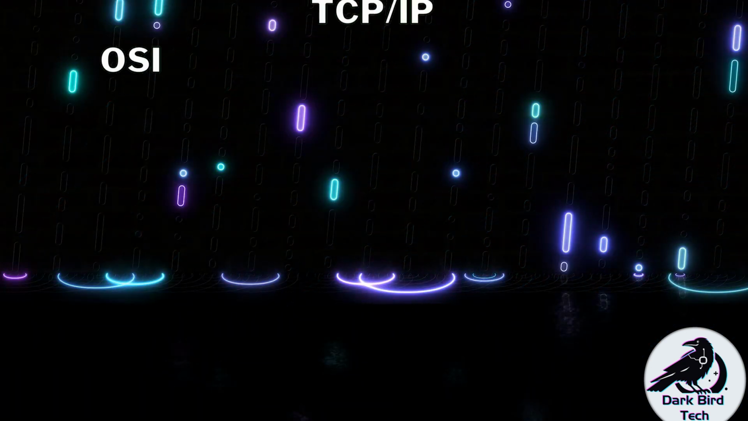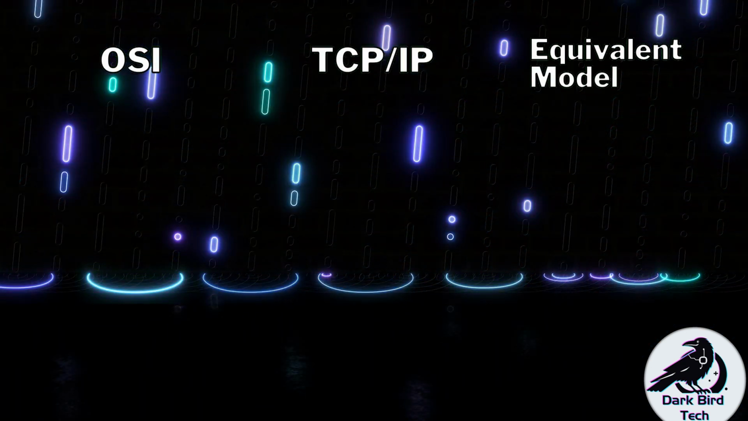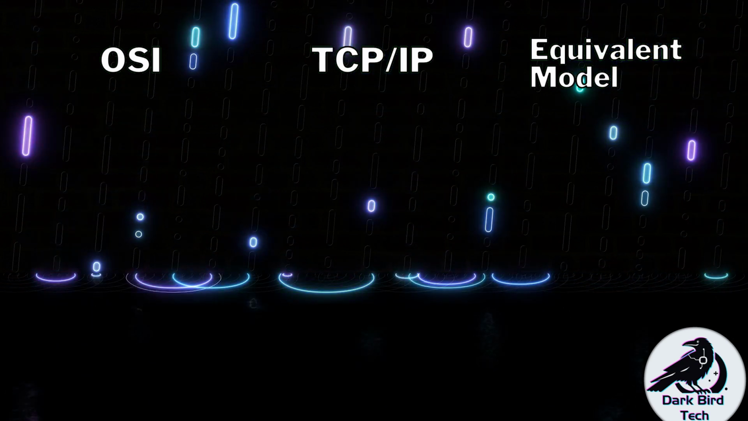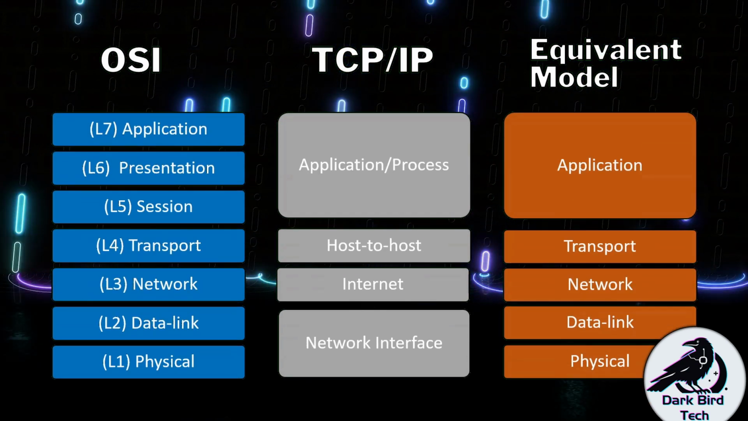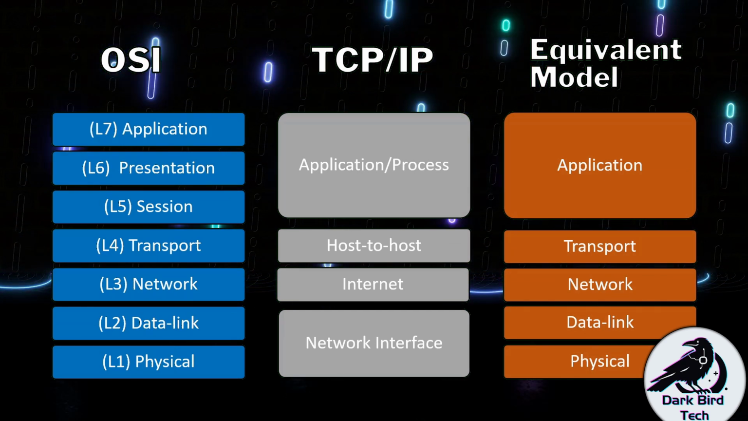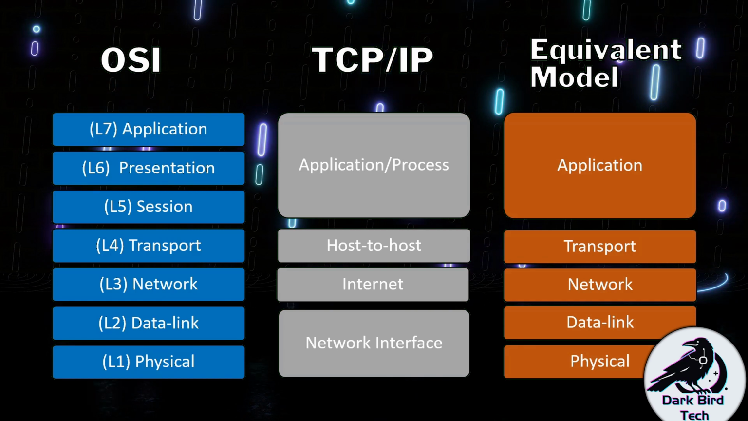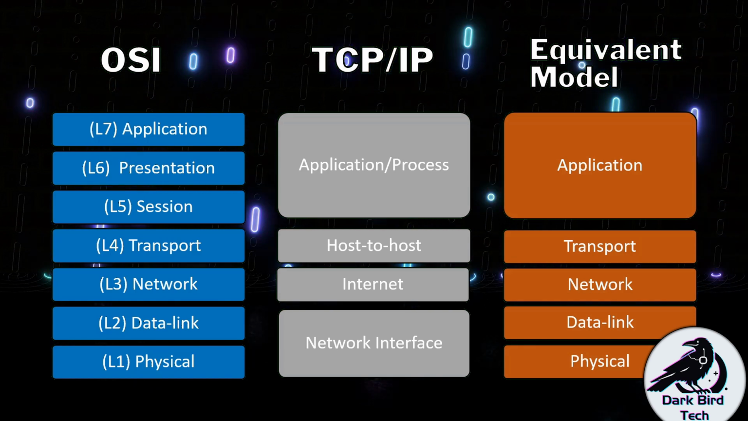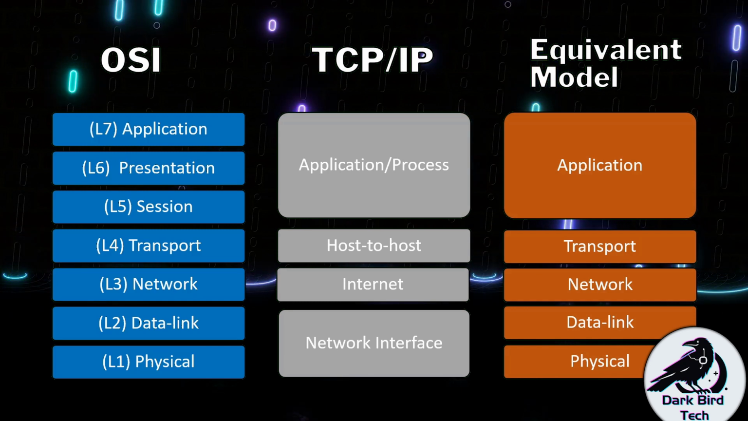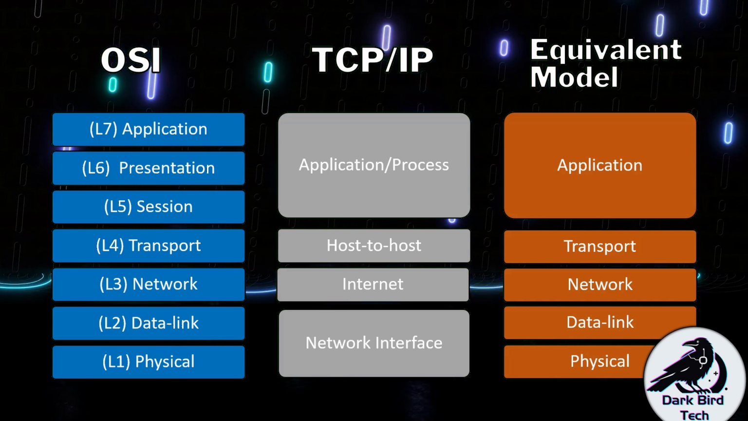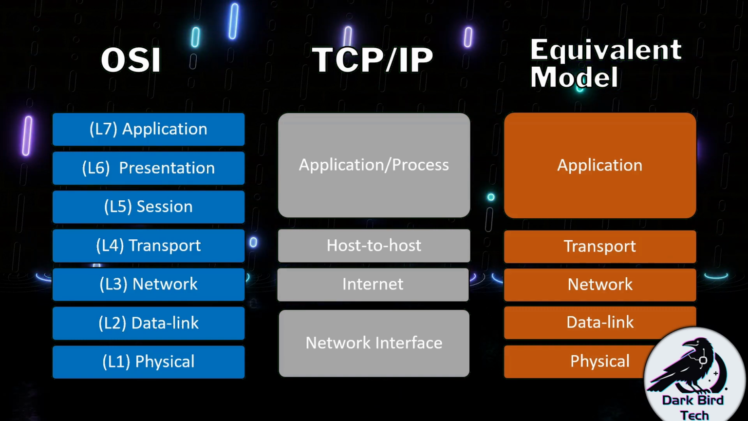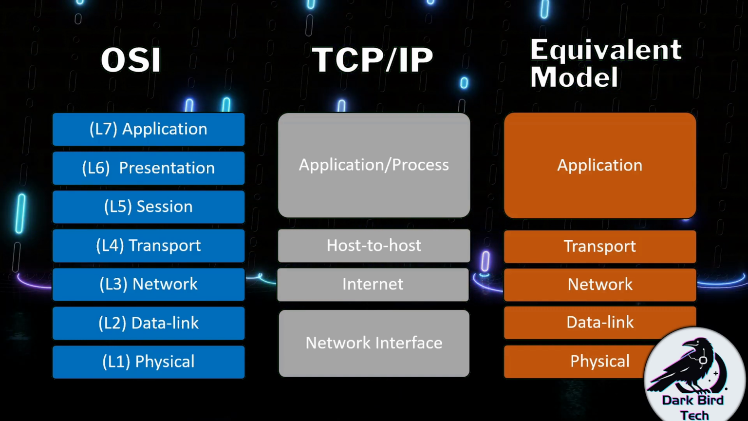So if we stick OSI, TCP/IP, and something called the equivalent model next to each other, what's quite awesome is that TCP/IP does generally follow the OSI model in terms of what order of operations takes place and how. So as you can see with OSI and TCP/IP on the left and the middle there, you've got OSI's layer 7, layer 6, and layer 5, application, presentation, and session, aligning with the application process layer of TCP/IP.